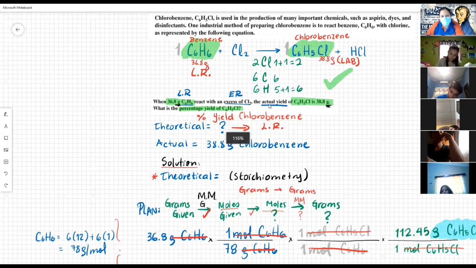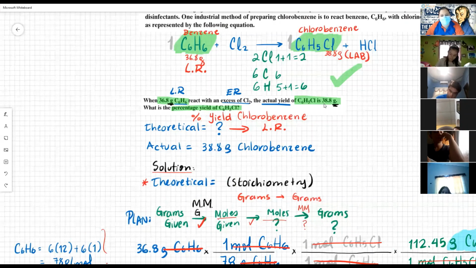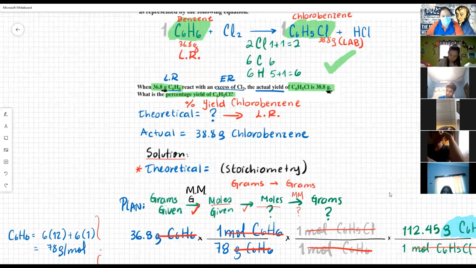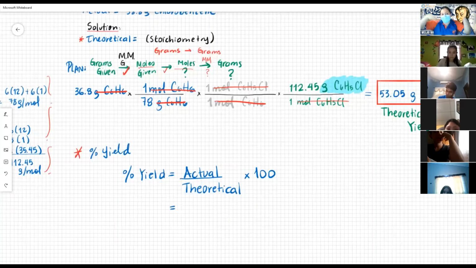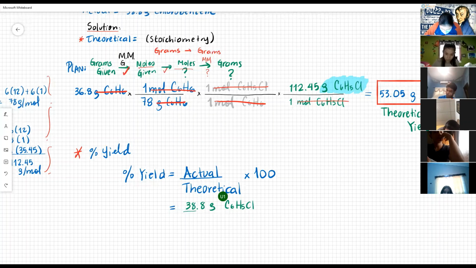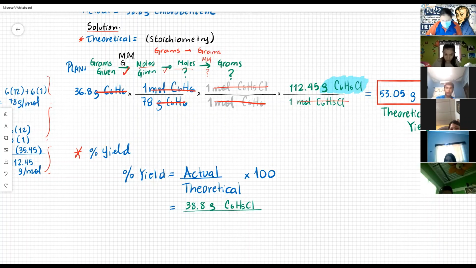It says the actual yield of chlorobenzene is 38.8. That means that in the lab, you were expecting to get 53 grams. But really, what happens? Well, life is what happens. You didn't get what you expected. So 38.8 grams of chlorobenzene divided by the theoretical, that is what you just got, 53.05 grams of chlorobenzene, times 100.